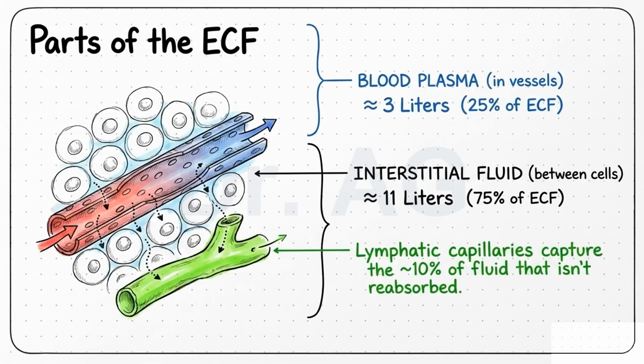The extracellular fluid itself has two parts. The blood plasma inside the vessels, about 1/4, and the interstitial fluid between the cells, about 3/4. Lymphatic vessels return the small amount that isn't reabsorbed.